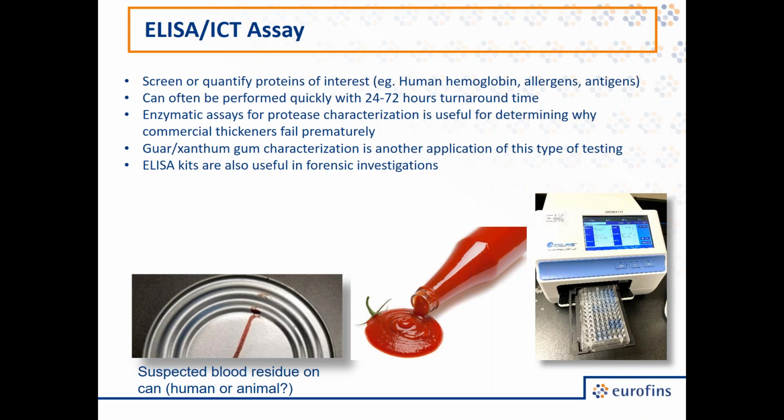ELISA tends to be, there's really 4 forms, whether there's sandwiched or non-sandwiched. Some different platforms, whether we do lateral flow or more quantitative methods, but they all kind of work the same. They're useful for different types of toxins or pathogens in human blood. They tend to work on protein or protein artifacts or enzymes, so hemoglobin, allergens, antigens. They're very useful for like protease characterizations in a lot of commercial thickeners. So I show ketchup in the center image.